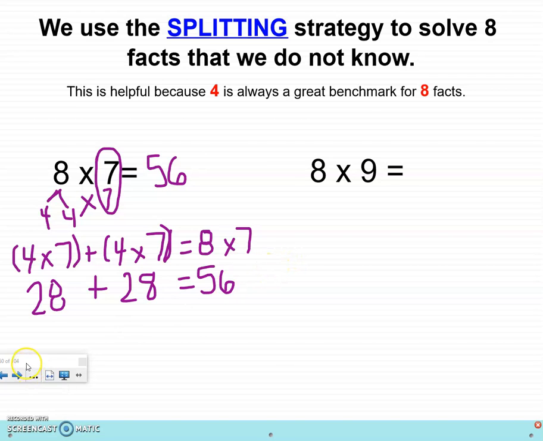So like I said, splitting can be really helpful for 8's facts, and there really isn't another strategy that's great to use with a factor of 8. More area compare and less area compare both are not very helpful to students usually with factors of 8 because they don't know the facts that would have to be the benchmarks. So splitting is really a great tool for that.